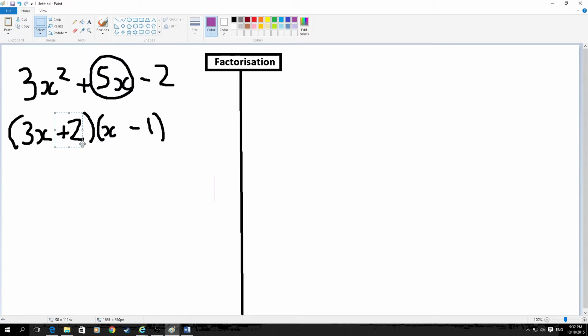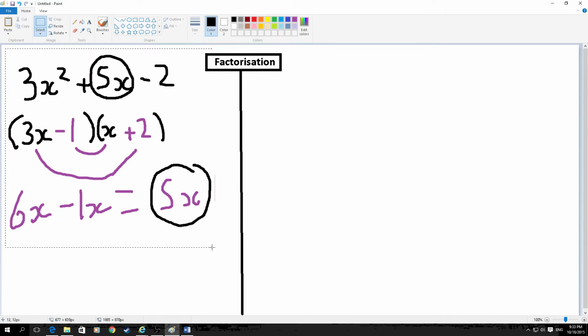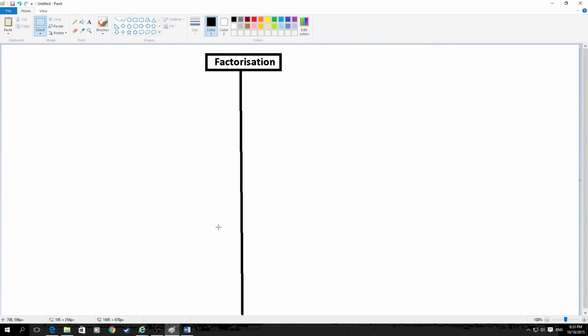So you just change the numbers. Use the same numbers, but change them around a bit. Maybe like minus 1 and plus 2. So if we times this by this and that by that, 6x minus 1x equals 5x. See? So these are the same. So that's the right one. But I'm going to do another one of these because these are quite hard. I'll give ones that have more options too.